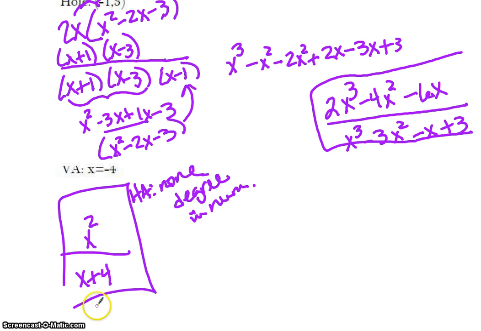Make sure on anything you do, if it doesn't say anything about a horizontal asymptote, that means there's not one, and the numerator has to be bigger.